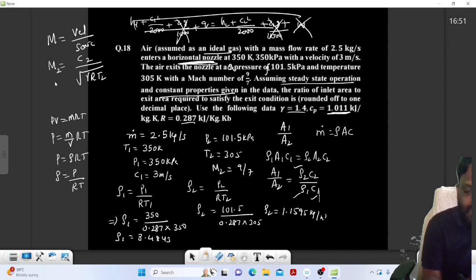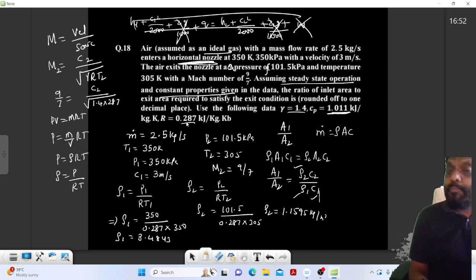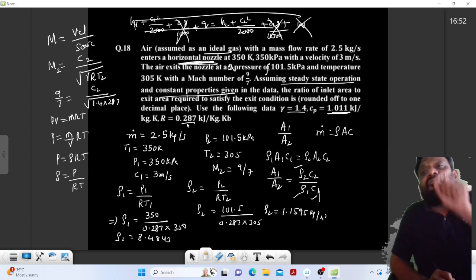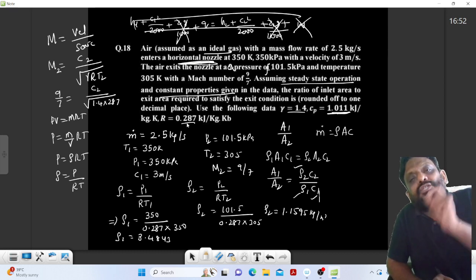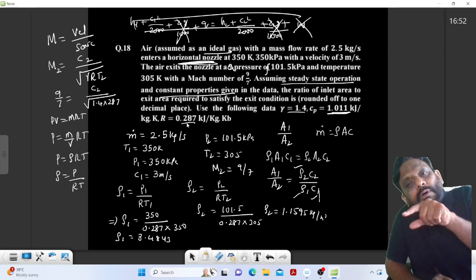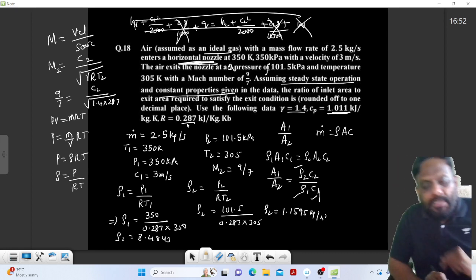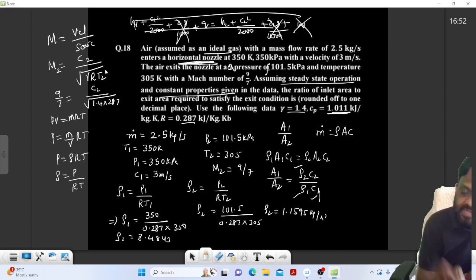Why is it taken like this? What is the Mach number given? It is 9/7, which is equal to C2 by, this is the definition of Mach number. Gamma is 1.4, R is 287. One student said, sir, why not 0.287? I had explained very clearly. Joule per kg is also meter square per second square. Therefore, root of joule per kg is root of meter square per second square, meter per second. So it should be in joule. I told all this in class.